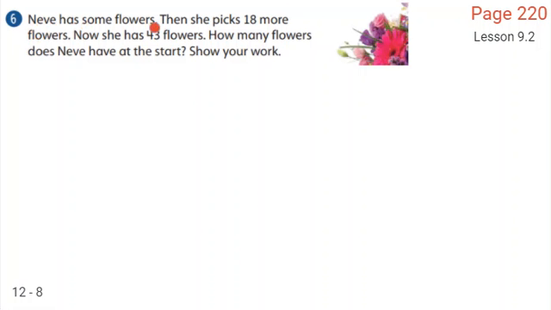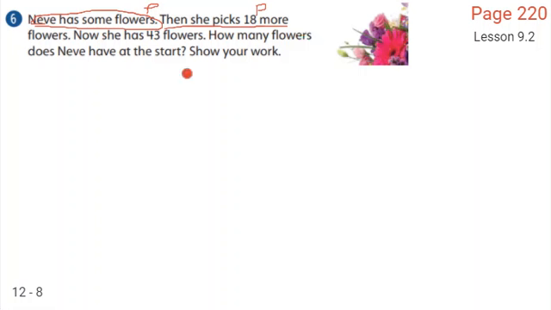Nevi has some flowers. She then picks 18 more flowers. Now she has 43 flowers. How many flowers does Nevi have at the start? Oh, so show your work. Let's take a look at this. Nevi has some flowers. I'm going to circle that, because she has some, and that's a part. She then, well, it could have been a whole, but let's just keep going through here. So then she picks 18 more. So that's where I get that information. So it's like, okay, well, that's the other part.